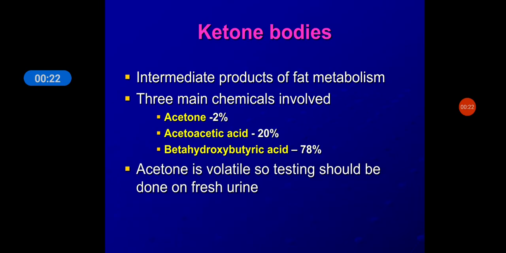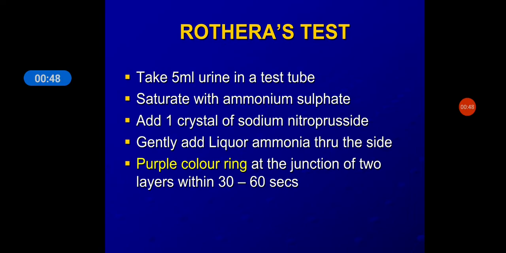Now, which is the highly volatile part in these three? It's basically acetone. So this acetone is the one that gives the fruity odor in cases of diabetic ketoacidosis. So we will be testing acetone in the urine. Since acetone is highly volatile, you have to do this test immediately if you're suspecting ketone bodies. Now, the test you will do is basically called Rothera's test.